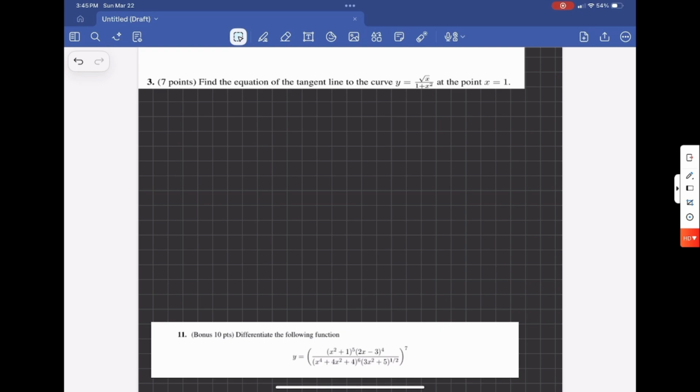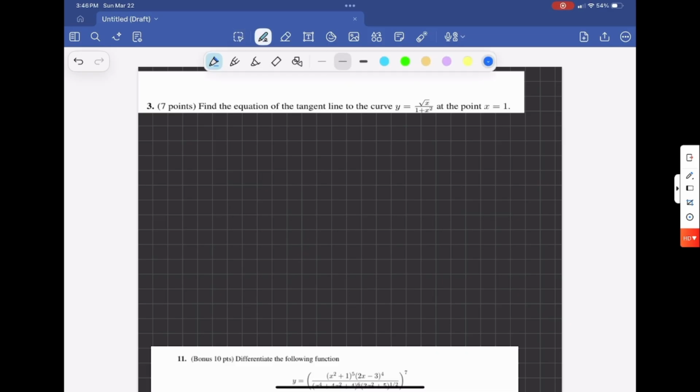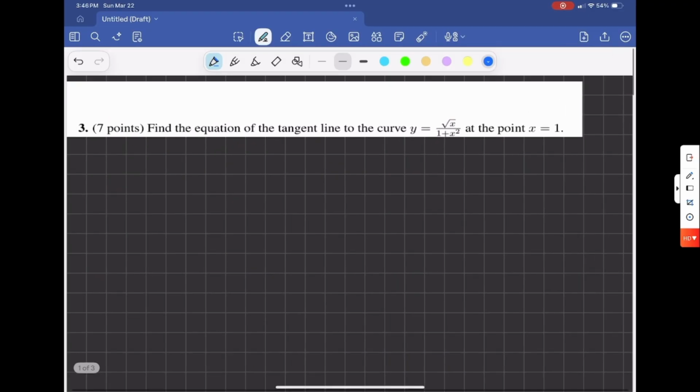Okay, hello everybody. We're gonna start by going over some of the review problems that I didn't get to do on Friday or in any of my sessions. So first, we're gonna start off with number 3 from the test, where it's saying to find the equation of a tangent line, which we know is y minus y1 equals m(x minus x1).